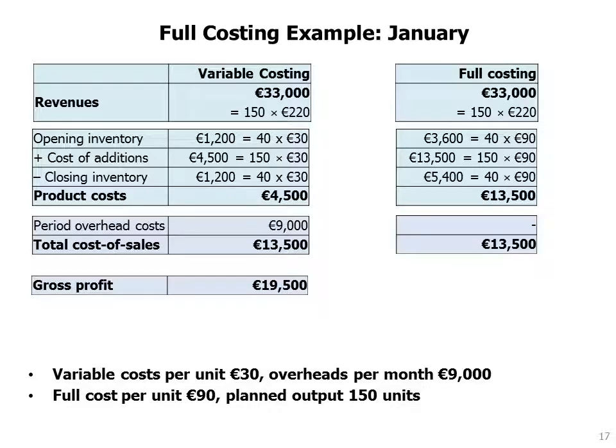There are no period overheads because all of our overhead costs have been allocated to inventory, and our gross profit is unchanged. So the gross profit that's been reported is the same. We have produced the same number that we have sold. And in this specific example, where the planned output is the same as the actual output, we'll get the same profit figure for variable costing as we get for full costing, assuming that the sales is the same.